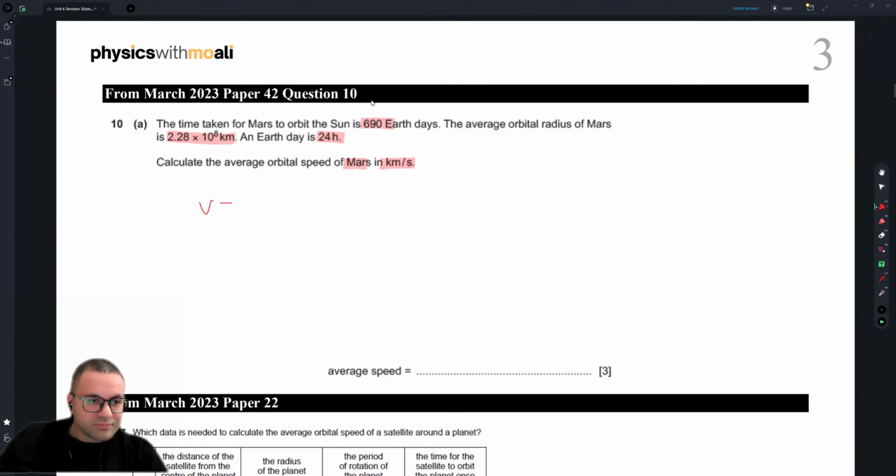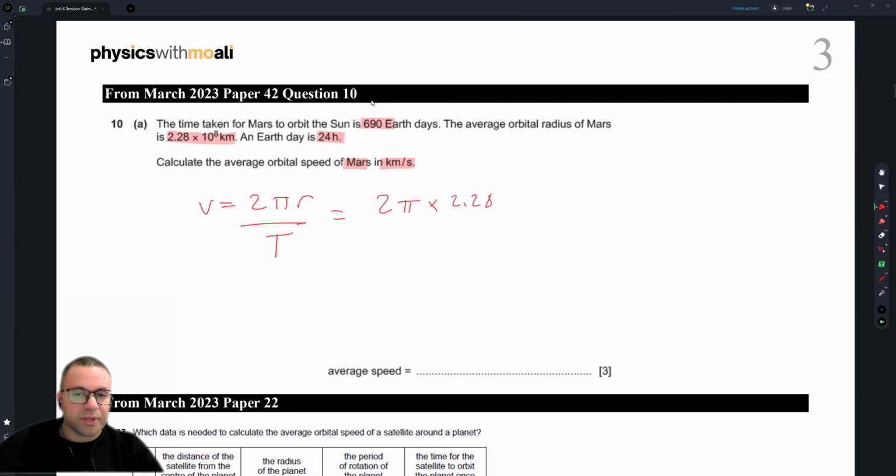Speed is 2 pi r over t. 2 pi, and what's the r? He said the orbital radius of Mars is 2.28, so 2.28 times 10 to the power of 8. Should I convert the units? No, I don't. Because this is in kilometers, yes, sure. But he also wants the speed in kilometers per second. So I'm keeping it as kilometers. Divided by time, which is 24 hours.